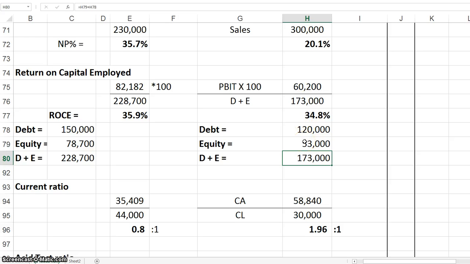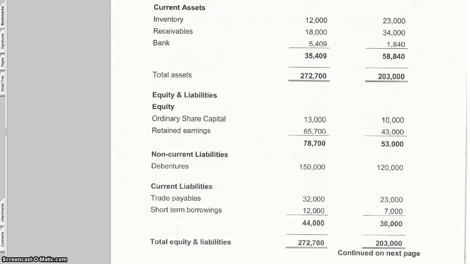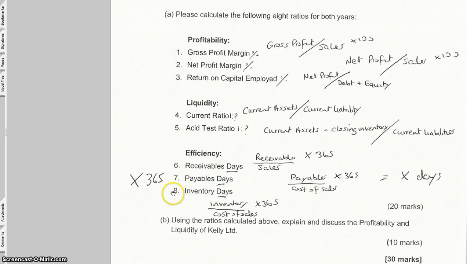And that's the calculation of the 8 ratios. So to get the marks in this question, you need to know the 8 ratios. You need to be able to calculate them for 2 years, and once you've done that, that's 20 marks. And then later on you can discuss them. That'll be addressed in a separate screencast.